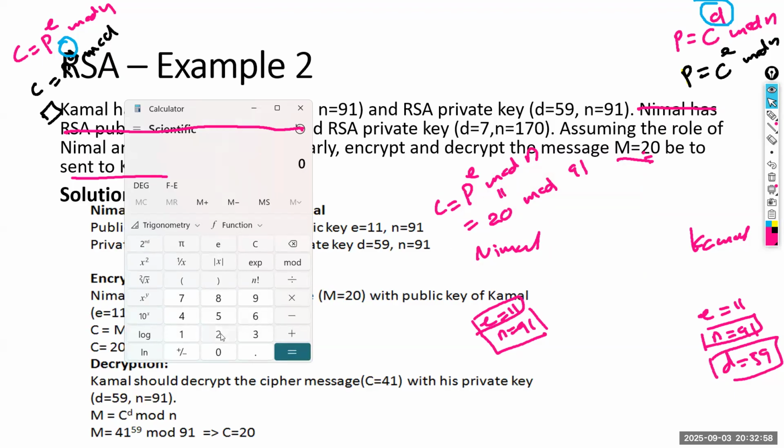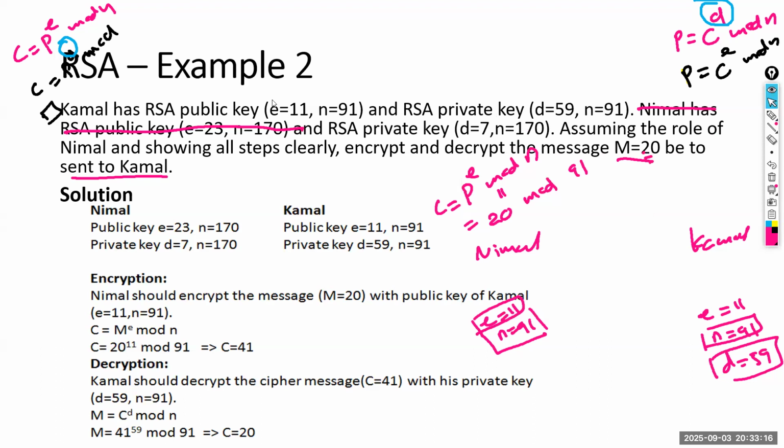20 to the power 11, using the x to the power y key. So this value, you can see, is a big number. Now mod 91. The mod function is there. Mod gives the remainder after dividing. For that big number, the remainder is 41. So therefore, the ciphertext is 41. That means your plain text 20 is sent as 41.